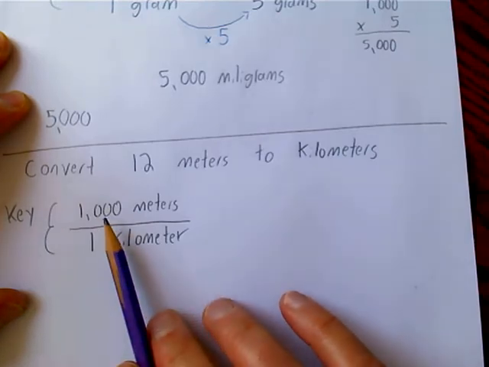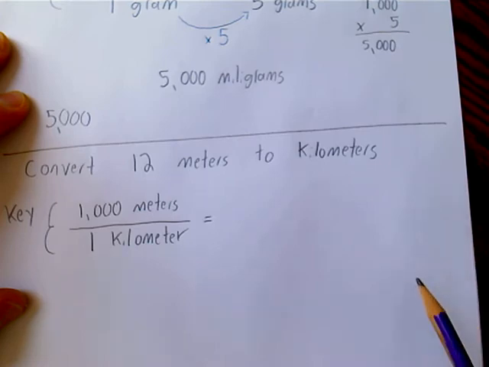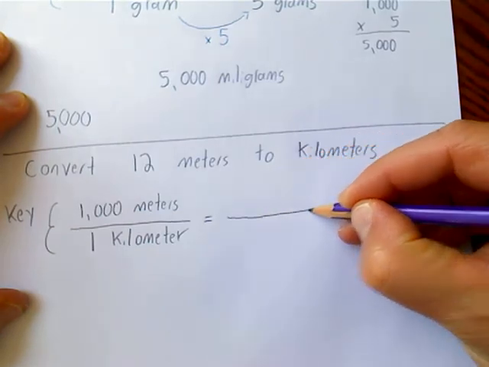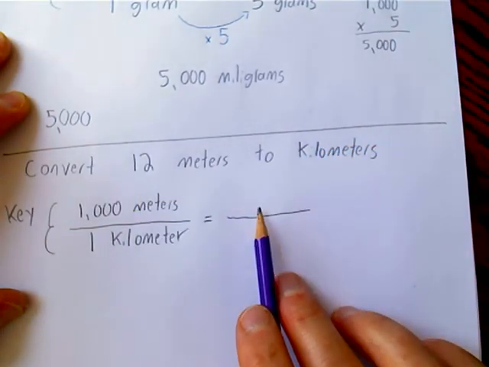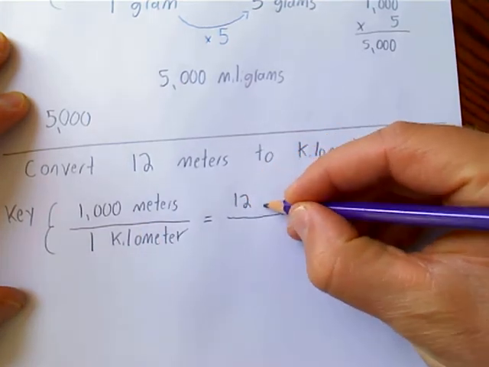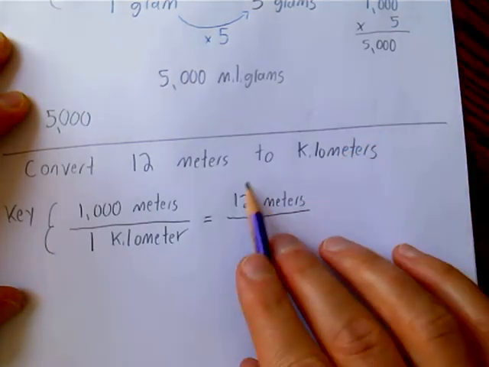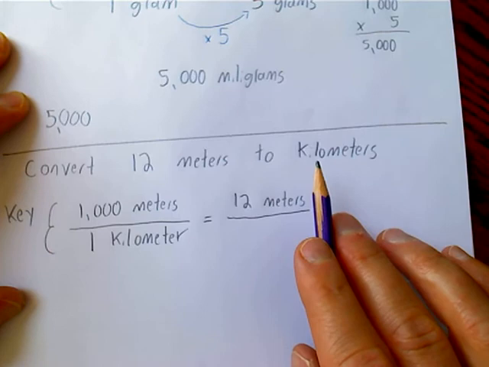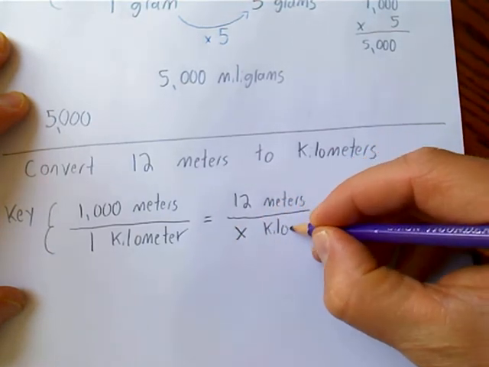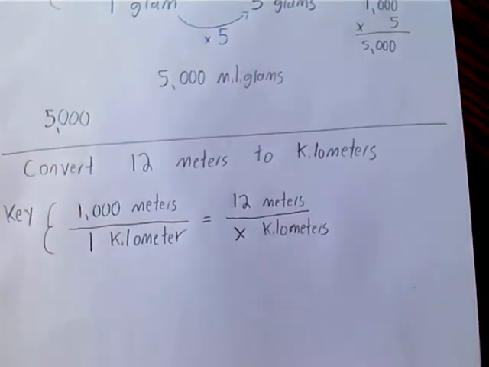After we've created our key, based off our notes from yesterday, we are going to fill in the information here, making sure that our units are lined up. So 12 meters, that's going to go in my numerator, because I've got meters in my numerator. And I'm trying to figure out how many kilometers, so I don't know that number yet, so I'm going to leave that as X kilometers. And there's my proportion.